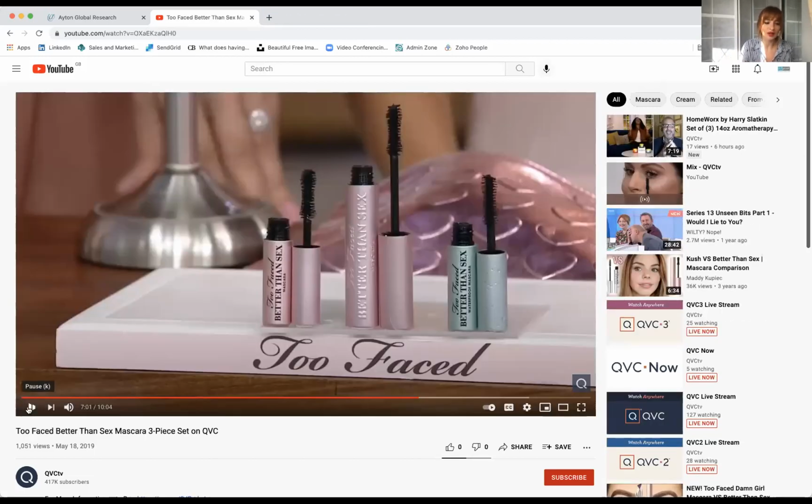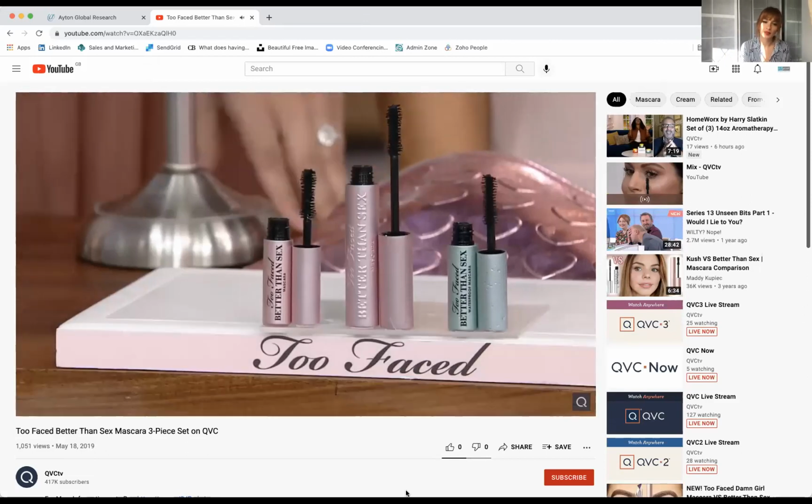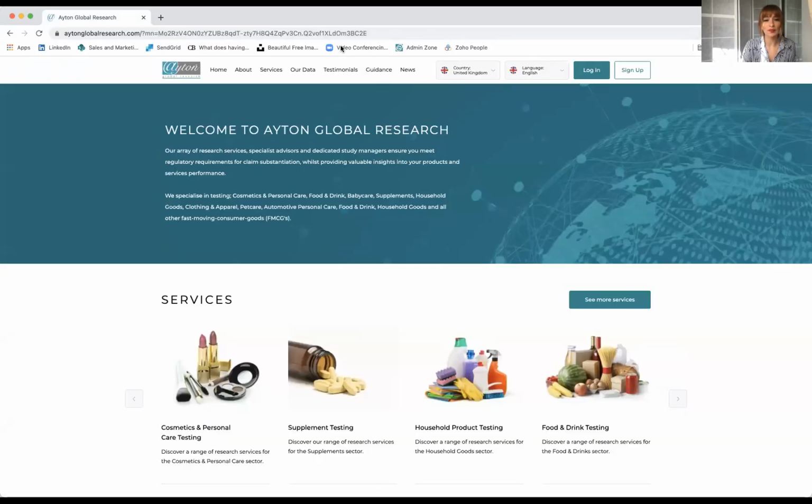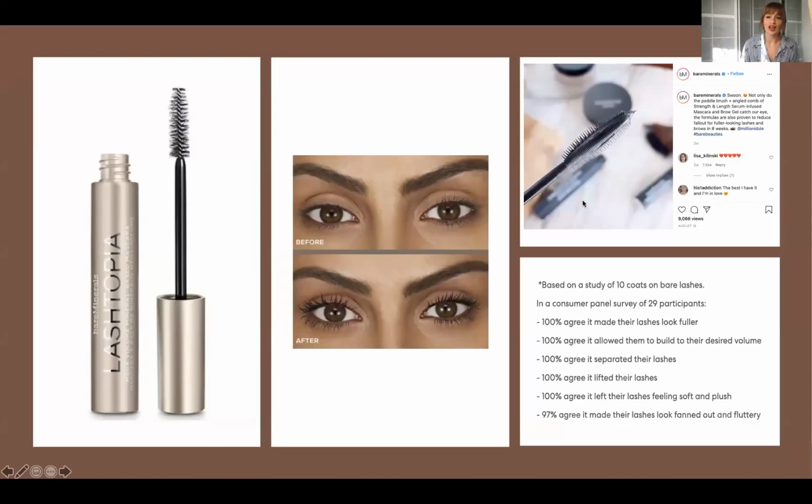So that's for It Cosmetics. As you can see, that really helps them super sell what they're looking at for their mascara there. And then also Too Faced Better Than Sex mascara. We have some studies that we can show you. Let's talk about this. Yes. Okay. So in recent consumer perception surveys, after day 1, 100% felt their lashes appeared longer. 100% felt the mascara thickens lashes at the base and lengthens at the tip. After week 1, 100% felt this mascara provided a dramatic volume and length. That's a lot of 100% across the board. That's like A+. A++++. And then some. So as you can see, that's 2 amazing mascaras that have managed to get their 100% on their claims they then used on QVC and really boosted it.